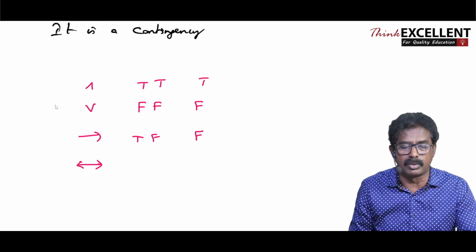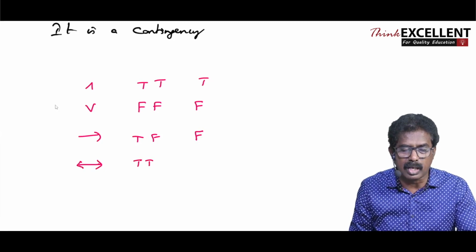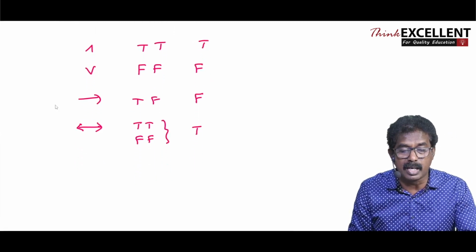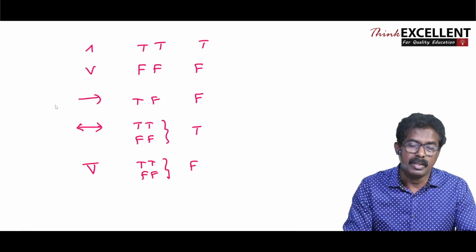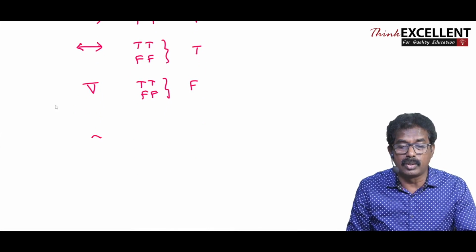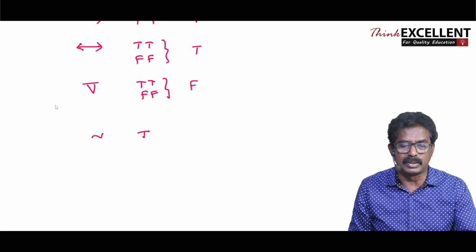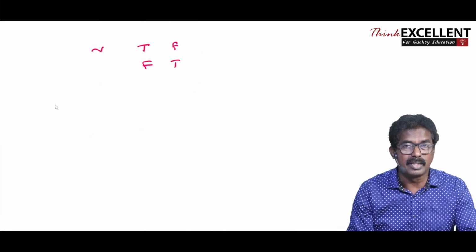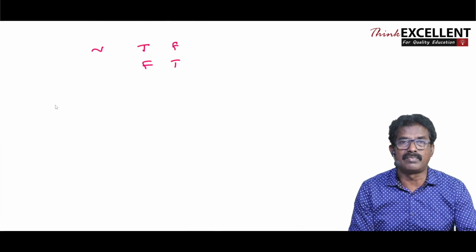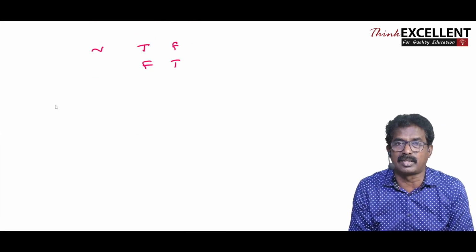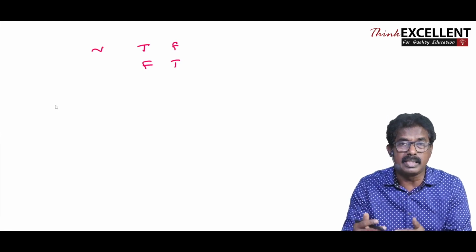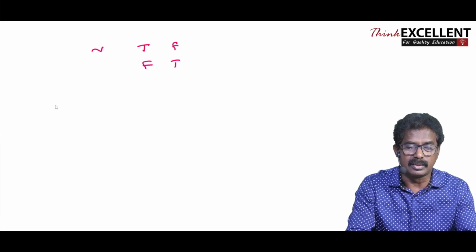Then for biconditional, both have to be of the same type. Both are true or both are false. In that case, you write true. Then exclusive OR statement: when both are of the same type, you write false. Then negation, just the opposite. True, you change to false, and false you change to true. Then tautology, contradiction, contingency, right? Tautology: if the last column contains only T, it is a tautology. If the last column contains only F, it is a contradiction. Then if there are some T and F, you say it is a contingency.